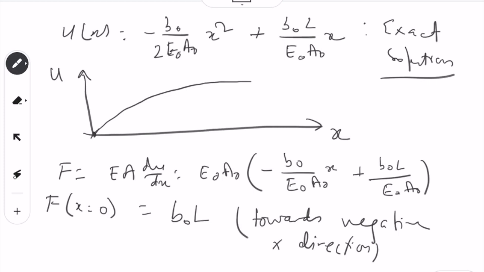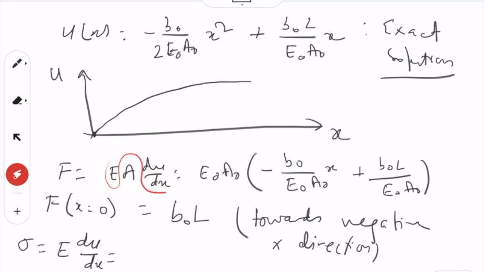If you want to find sigma, as you know, sigma is simply E times del u over del x. So, E times du over dx, which will be simply from here if you look at this. Sigma will be E times du over dx. There is no a term there. So, you remove a naught, and without a naught you will get the stress term.